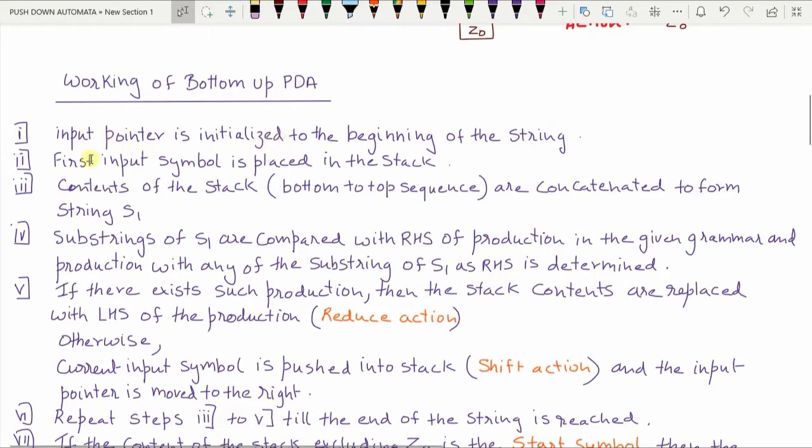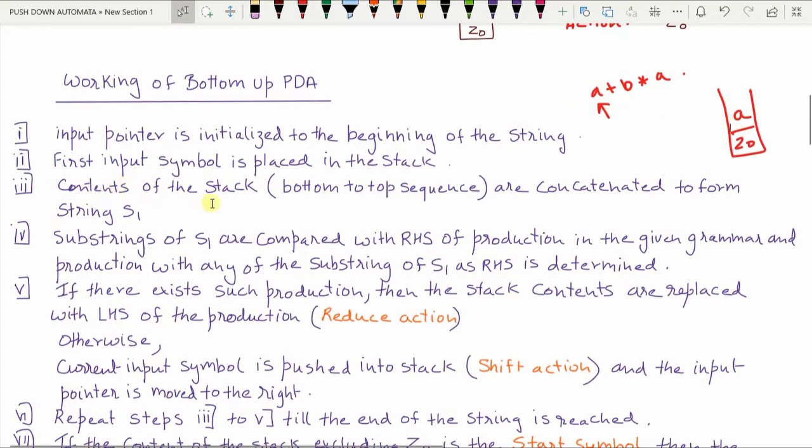Second, the first input symbol is placed onto the stack. Whichever is the first input symbol, suppose the string given to us is a plus b into a. As far as the first point is concerned, the input pointer will be initialized to the beginning of the string, pointing to the first symbol. Second, the first input symbol will be placed onto the stack. Initially the stack will be empty, so the first input symbol, this a, will be placed onto the stack.